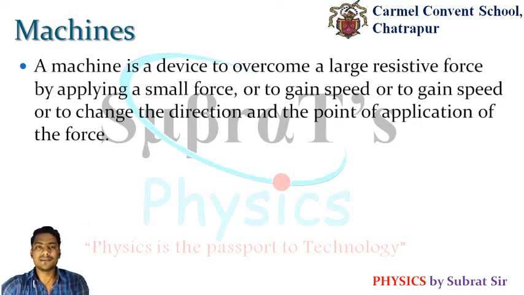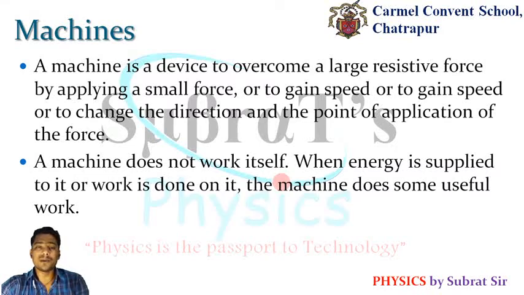Okay, a machine is a device to overcome a large resistive force. Resistive force means load, we can say, by applying a small force. The small force is effort. Okay, or to gain speed, to change the direction and the point of application of force. Okay, so a machine is a device. In simple words we can say that the machine can help us in daily life to reduce our hard work.